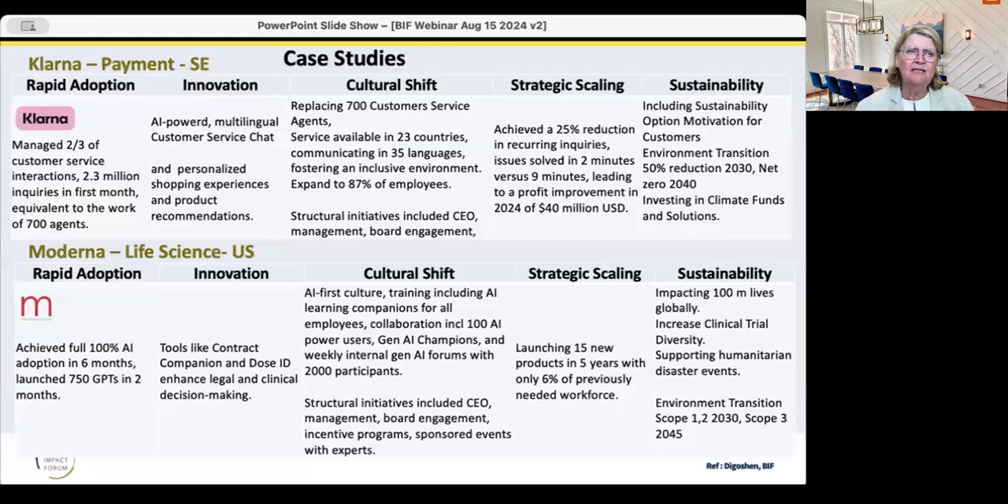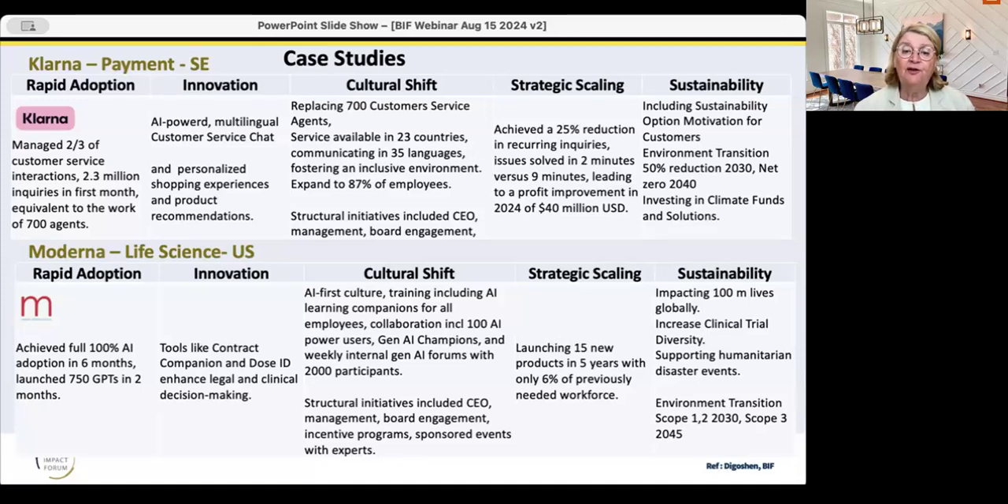besides the core areas, the speed up of research, they can provide much more of a broader structure to their areas. And the cultural shift was really a structured approach that they had to work with. They identified power users, they appointed champions, they had weekly Gen AI forums, and this also took very structured initiatives, including the CEO and the board. They drove it also with incentive programs, and they had sponsored events where they included experts with their employees.